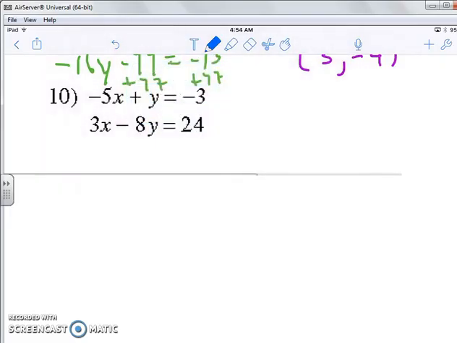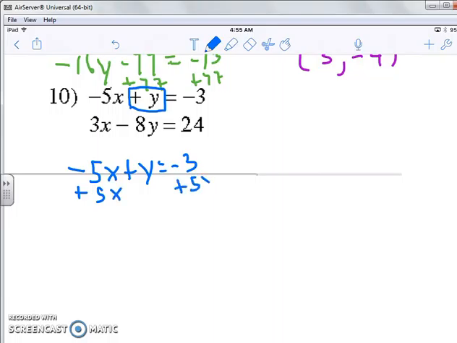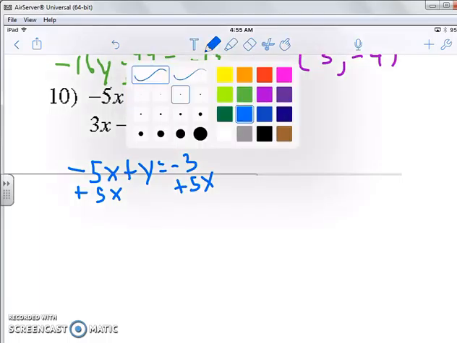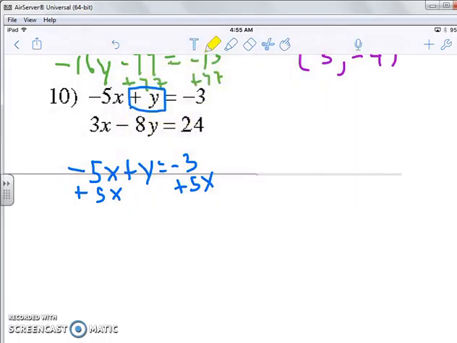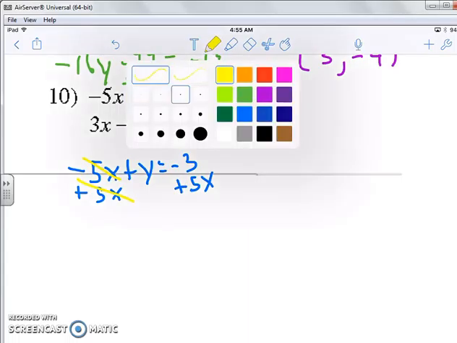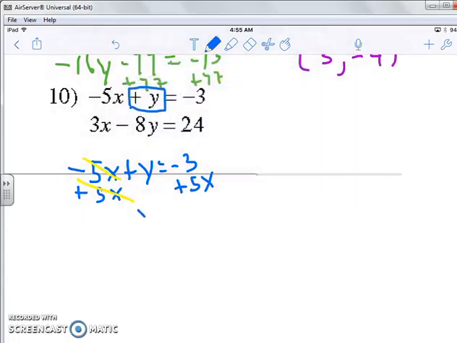Last one. I notice in the first equation I have a 1y, a positive y. So I'm going to use the first equation and solve for y. If negative 5x plus y equals negative 3, to get y by itself, since that's a negative 5x, I'm going to add 5x to both sides. It's never wrong to check just to make sure. Negative 5x plus 5x is 0, so those go to 0. That's what we were intending to do.